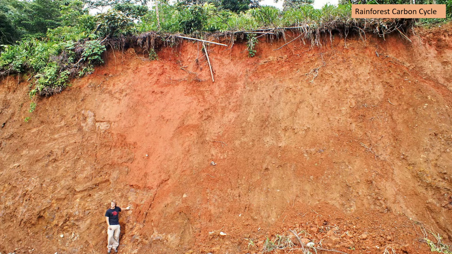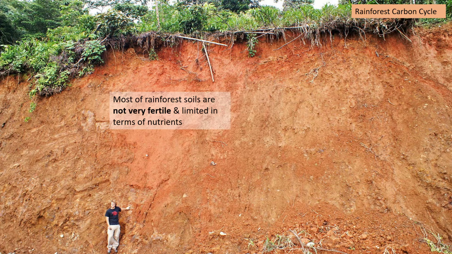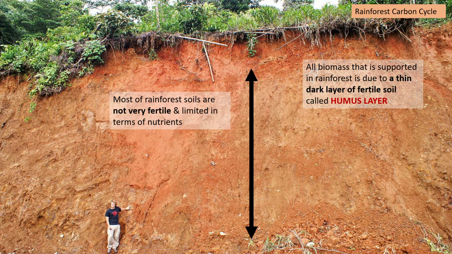What's interesting about the tropical rainforest in terms of the soil is it's actually very infertile. There's a limited amount of nutrients in most of it, and you can see this guy who stood next to this huge bit of soil, and that washed out color shows that there's not a lot of nutrients in it, apart from the very, very thin layer at the top, which is a layer we call the humus layer, and this is where all of the biomass above the ground is actually supported, and I'm going to talk a little bit about how that works in a second.